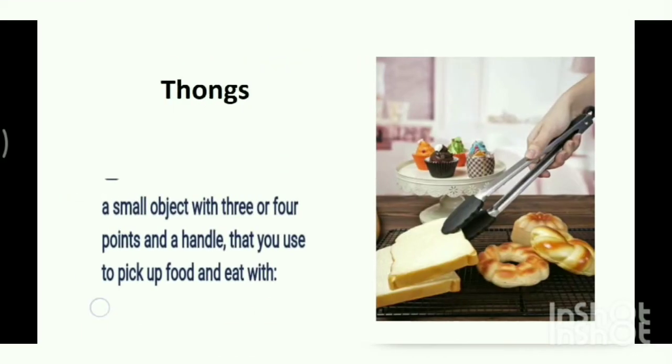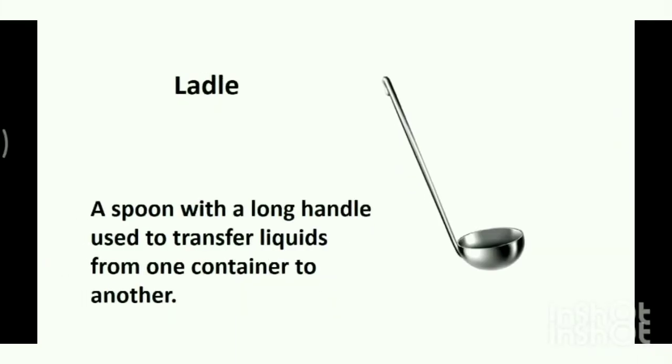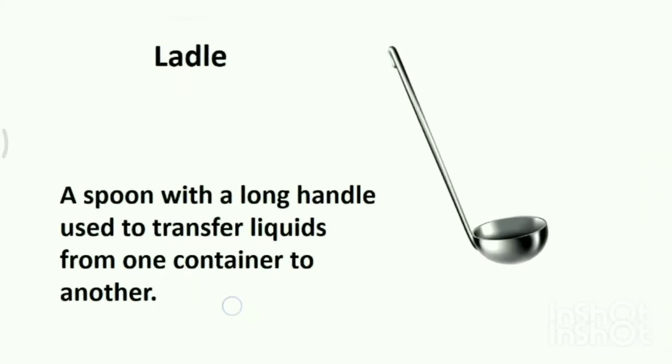The next object. Can you name the object you see in this picture, children? Tongs. Yes, they are tongs. What are tongs? It is a small object with 3 or 4 points and a handle that you use to pick up food and eat. This is a ladle. What is a ladle? This is how a ladle looks. It is a spoon with a long handle and it is used to transfer liquids from one container to another.